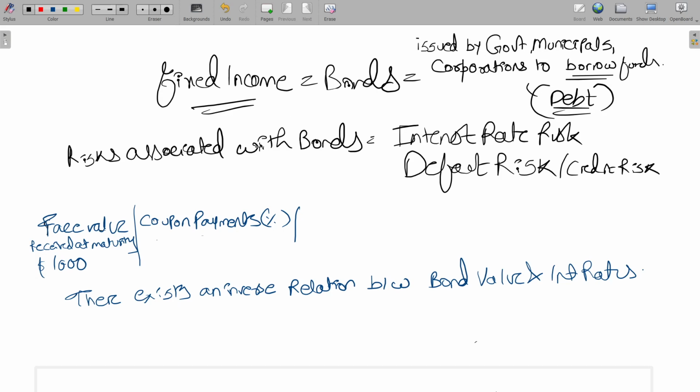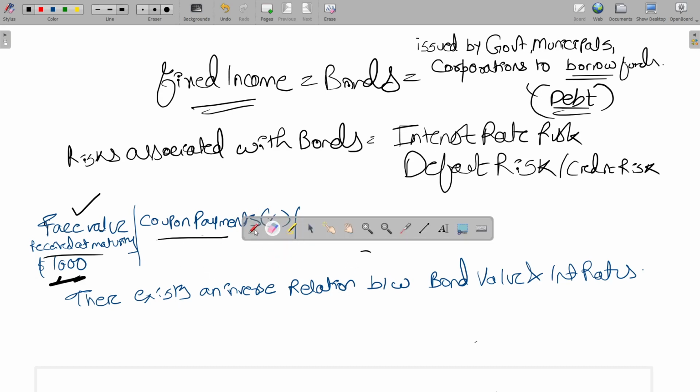So what does a fixed income bond consist of? A fixed income bond has a face value which is received at maturity, and it's basically in multiples of 1000, and it gives away coupon payments. Now it could be annually, semi-annually, whatever is mentioned in the bond indenture. Right, this consists of all the information about the coupon.